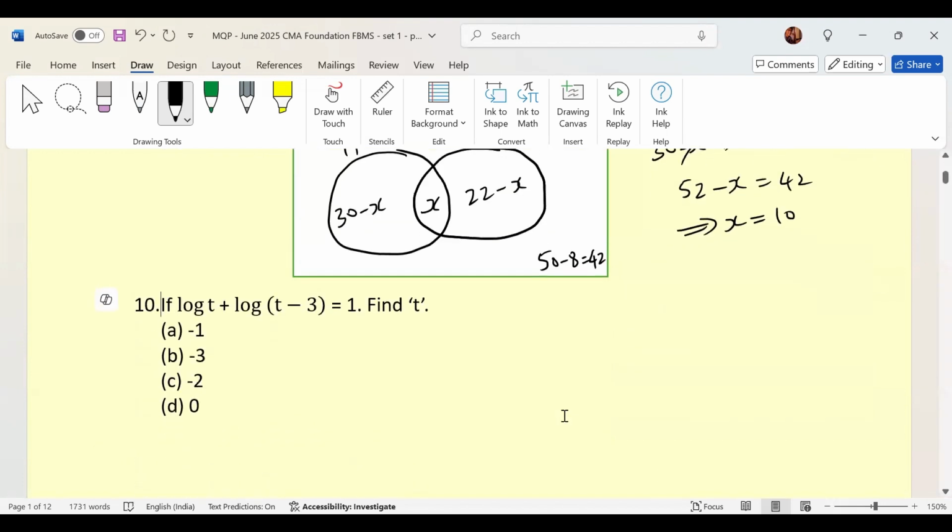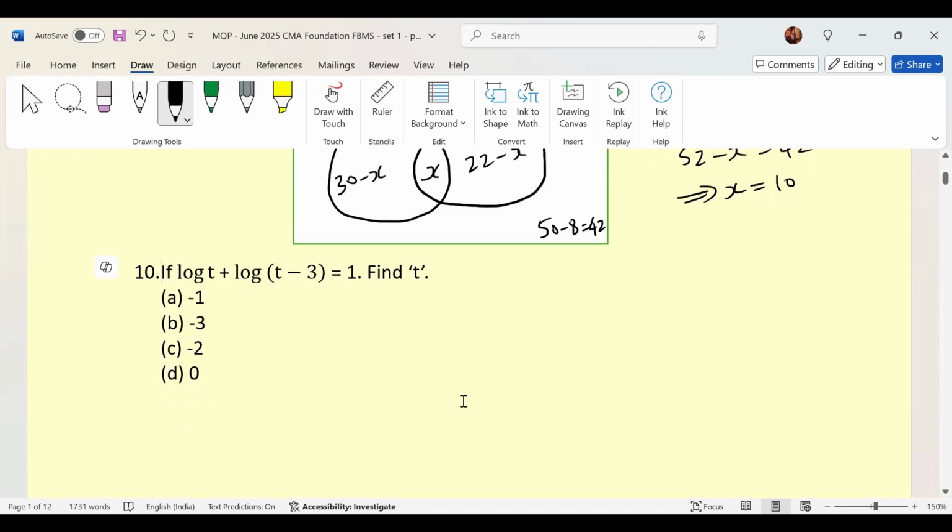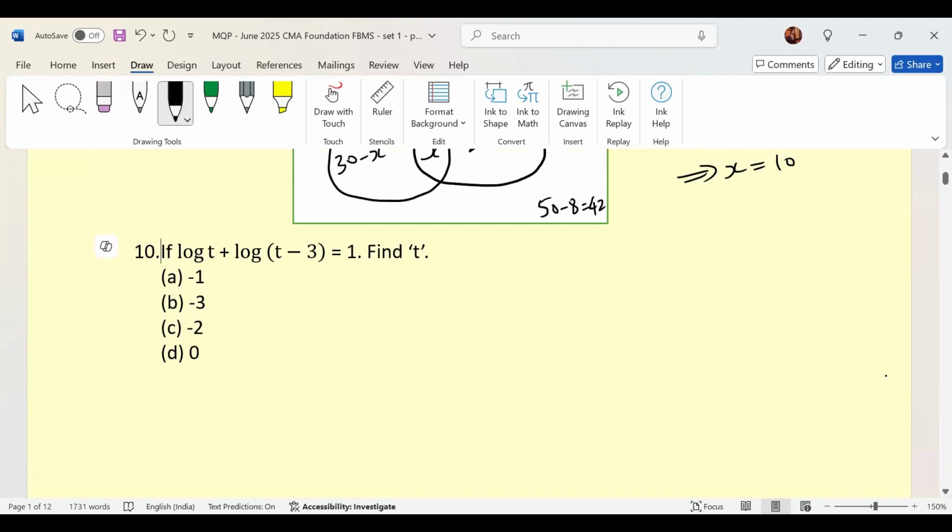Question number 10. If logarithm of t plus logarithm of t minus 3 equal to 1, find the value of t. Here, none of the options are correct actually, because there is a logarithm of t in it, which means this t cannot take any non-positive value, whereas the first three options are negative and the last one is 0. So the options itself is wrong, but we will solve this question.